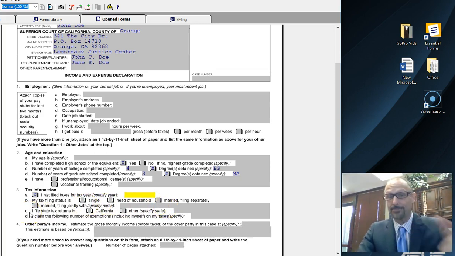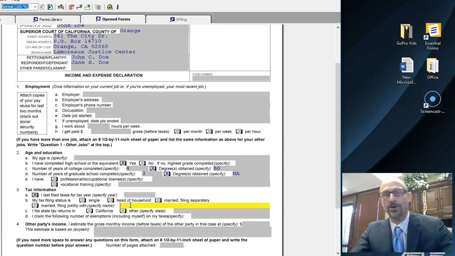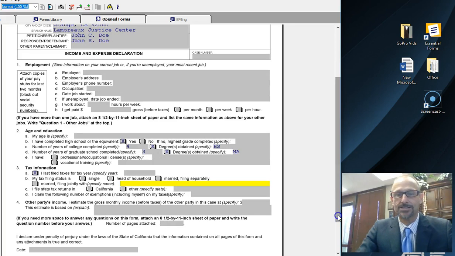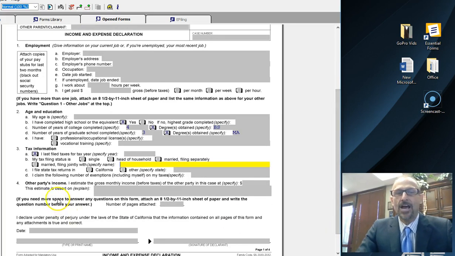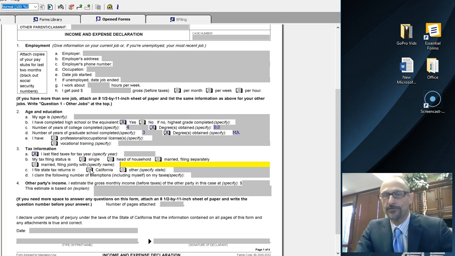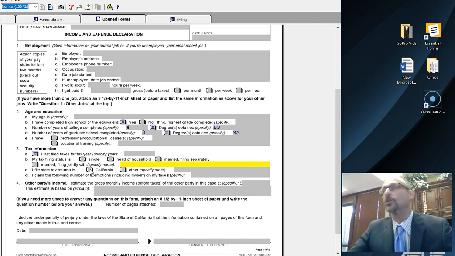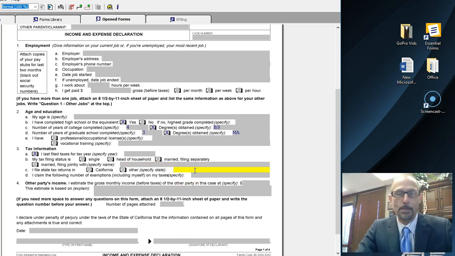And then most commonly, there's a box for married filing jointly, and it says with, specify name. That's probably the other party in this case, but put the name of the person that you filed taxes with in that box. And then I file state tax returns in what state? Probably California, since we're doing California forms. But you could have moved here from Oregon, and the last year that you filed taxes was also filed in Oregon. So you'd mark other and then put Oregon in the far right.